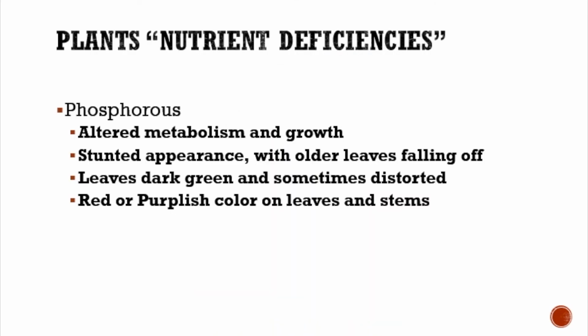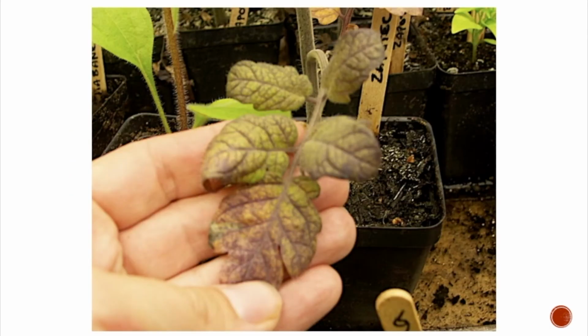Phosphorus. Normally what we see with it is a stunted appearance. We may see the older leaves starting to fall off. We're going to see a different color to them. We might find a dark green leaf. We may find some distortion with that leaf. But one of the indicators of phosphorus deficiency is either a red or a purplish tint on the leaves or the stems. So when we look at a plant that's severely phosphorus limited, we start to find this reddish purple discoloration.